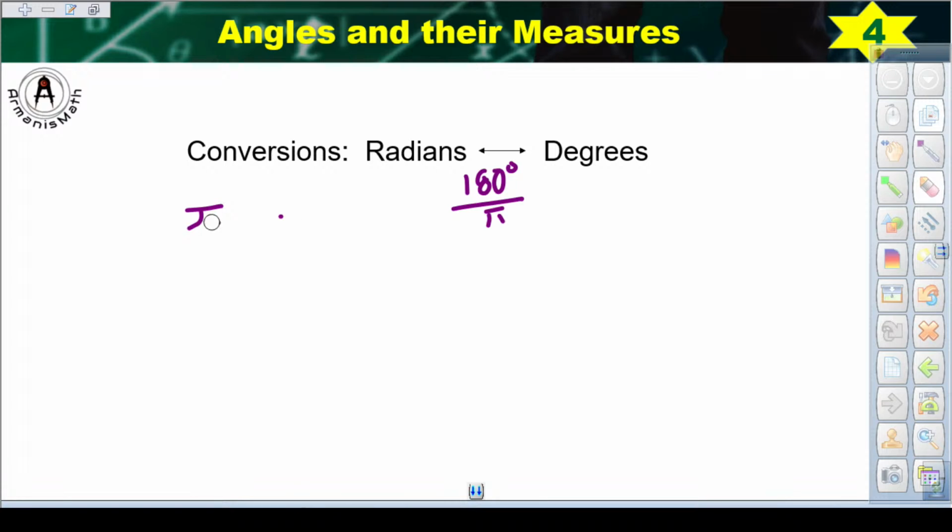Okay, so I'm going to start with the simple one, which is pi. I want to go from pi all the way to degrees. Well, what you have to do is multiply this by 180 degrees divided by pi. And remember, you could divide this by 1, right? So basically, you have 1 pi at the top with 1 pi at the bottom. That's gone, leaving 1 times 180, which is 180.